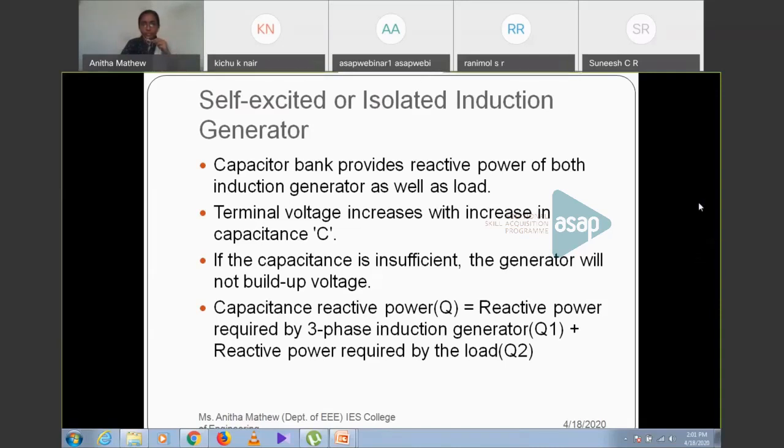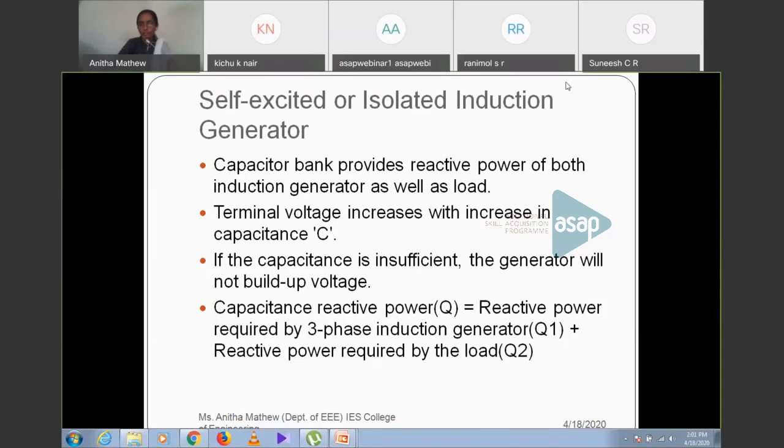In this machine we provide a supply in order to get a rotating magnetic field. Along with that, we are providing another mover to increase the speed of the rotor to a speed higher than the synchronous speed. Okay, is that clear?